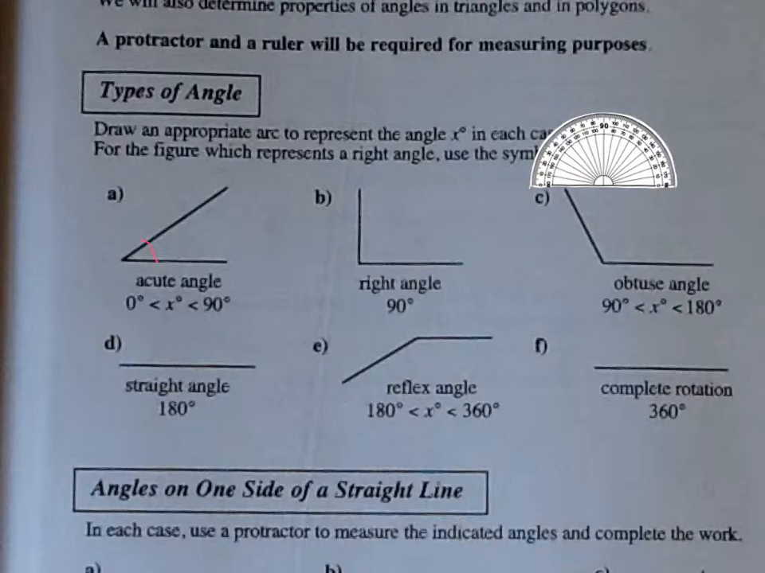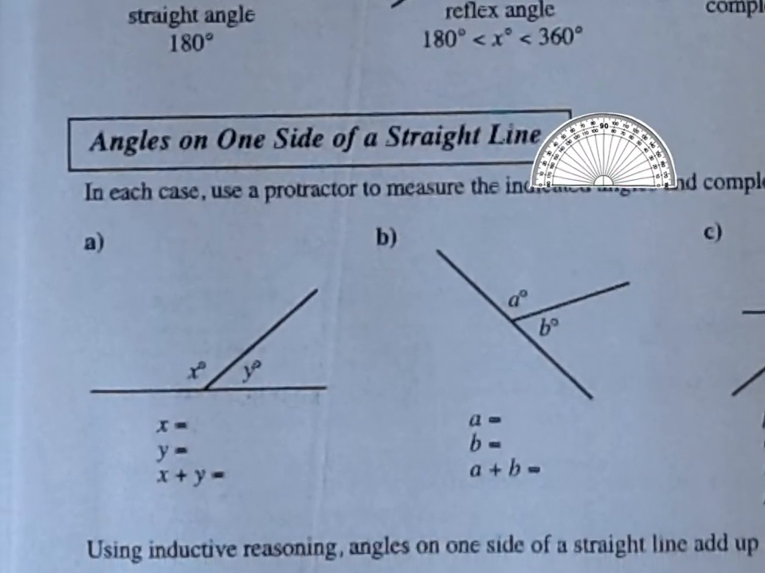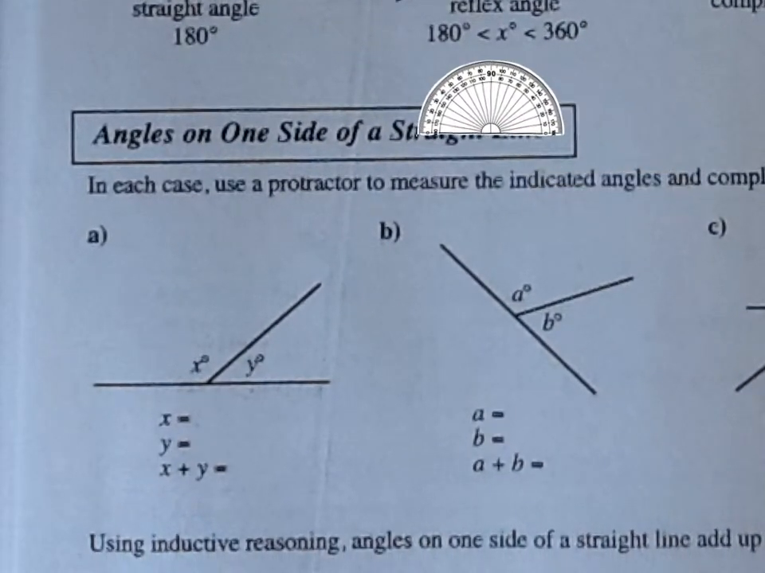There's an acute angle, a right angle, and an obtuse angle. Straight angle, reflex angle, oops, that will actually be this angle, because the inside one would be obtuse, and a complete rotation looks like that. In each case, use a protractor to measure the indicated angles.